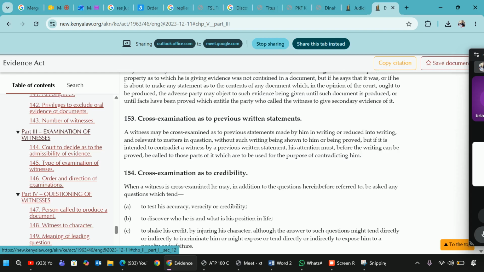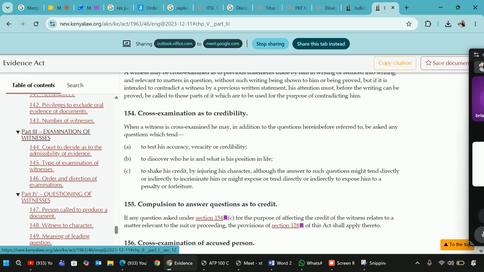Cross-examination as to previous written statements. 153. A witness may be cross-examined as to previous statements made by him in writing or reduced into writing and relevant to matters in question without such writing being shown to him or being proved. But if it is intended to contradict a witness by a previous written statement, his attention must, before the writing can be proved, be called to those parts of it which are to be used for the purposes of contradicting him.